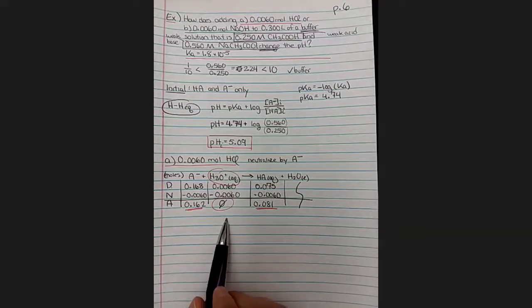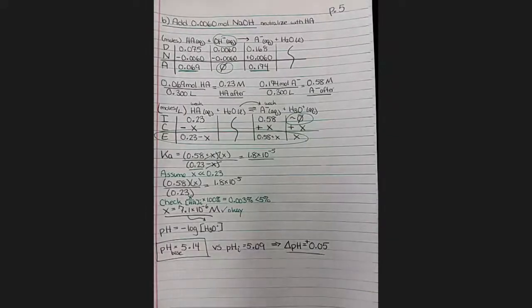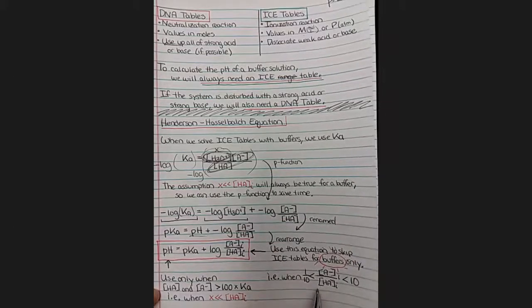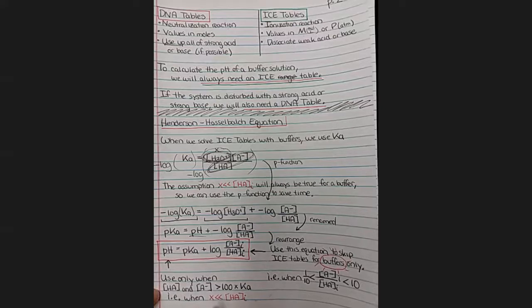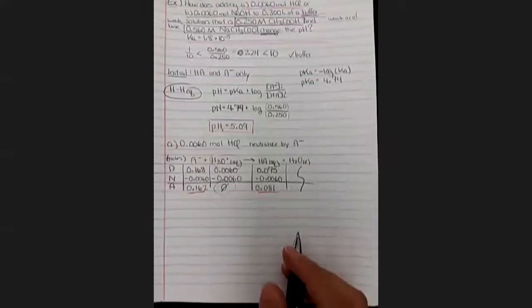Now, the next thing that we would do is an ice table. So can we skip and use our Henderson-Hasselbalch instead of an ice table? Do we have a buffer? Yes. And is X very small? Yes. So let's do it.